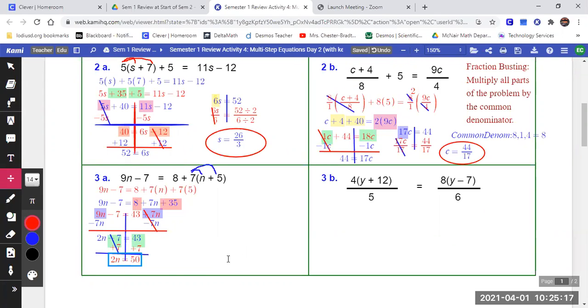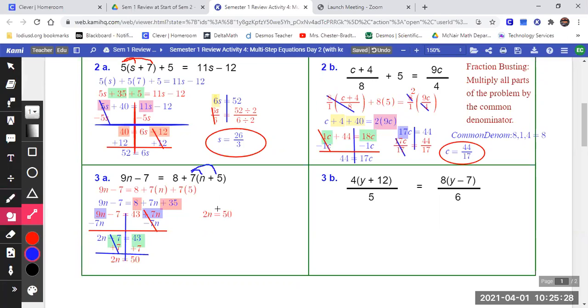Okay. Yay, they gave us a problem that's going to work out to a whole number. Woo! At the very end. We're not done with our balance beam, right? Because we don't have the letter by itself yet. But we are done with our adding and subtracting. We're done with our big zeros. We're on to our big ones.